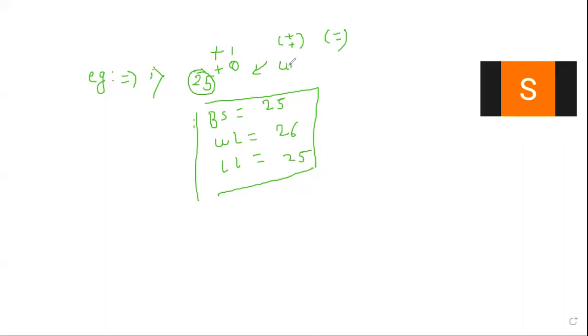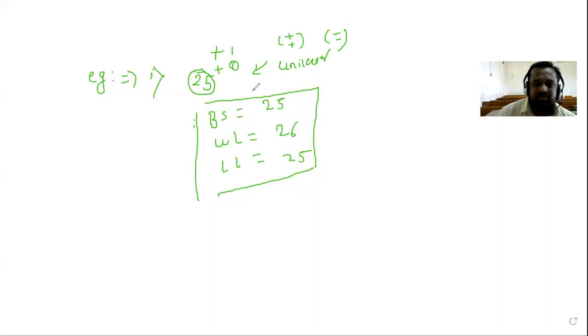Unilateral. It is called the unilateral. Why is it called unilateral? Because these tolerances, or we can say the sizes, are shown on one side only, one side of the basic size.